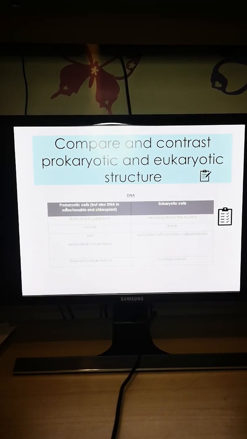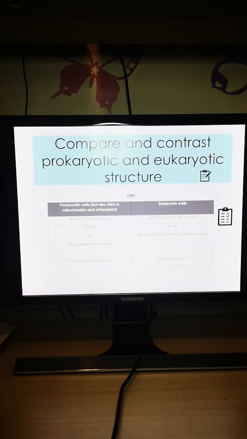So for our prokaryotes, its prokaryotic DNA, it's short, okay, and found in the cytoplasm. It's circular and not associated with proteins, so no histones, and it doesn't contain introns. In contrast, when we think about the DNA of eukaryotic cells, then it is very long, found in the nucleus, it's linear, it is associated with proteins called histones, and contains introns.